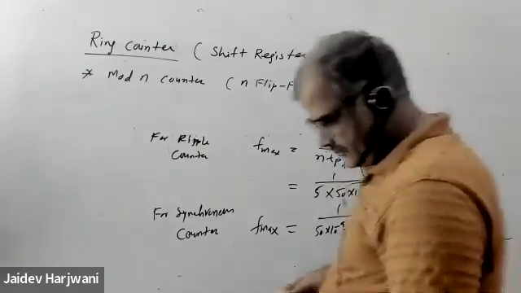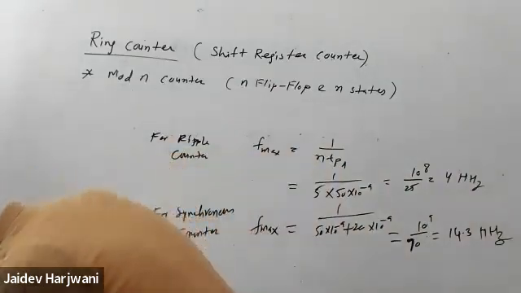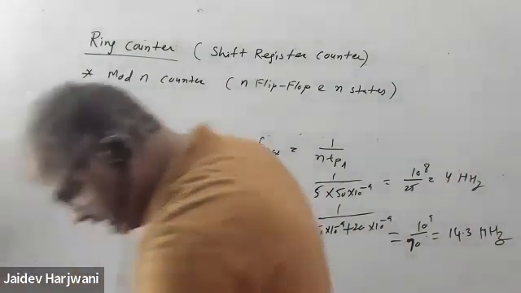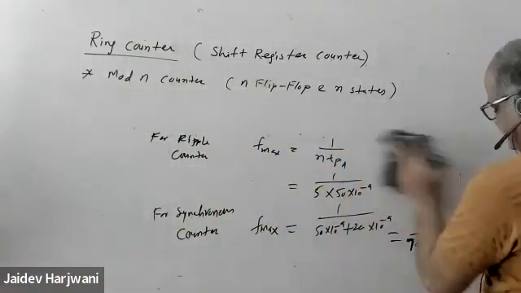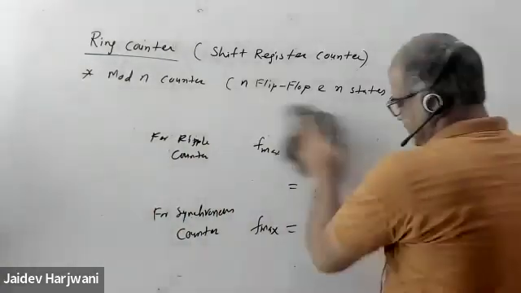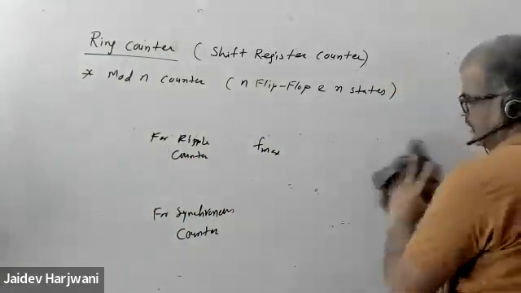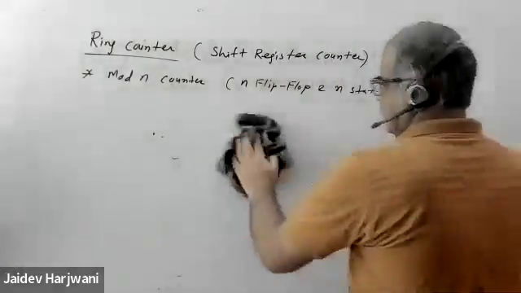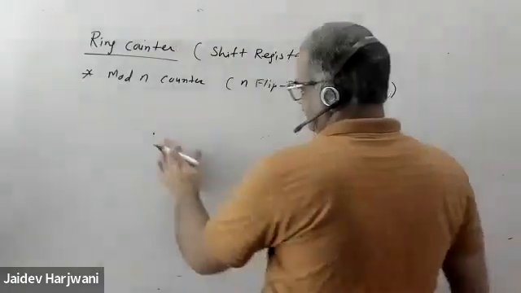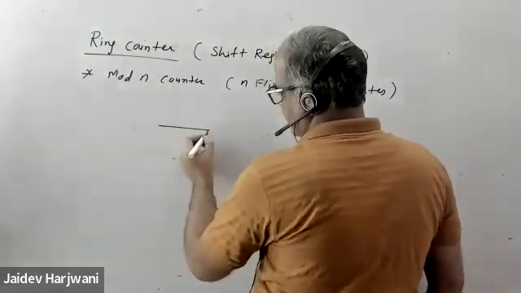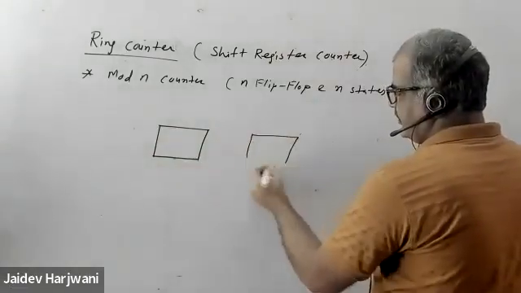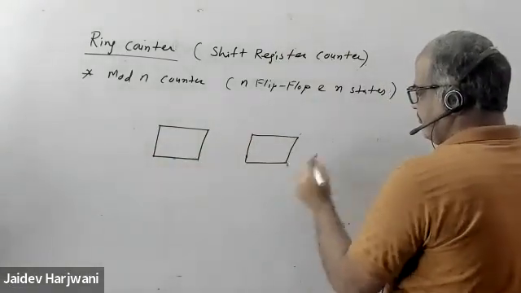Now what is the construction or design of a ring counter? Why do we call it a ring counter? Because it is like a ring. It will keep on counting the states depending on the initial state. So say I'm taking a 4-bit ring counter. So I have four flip-flops.